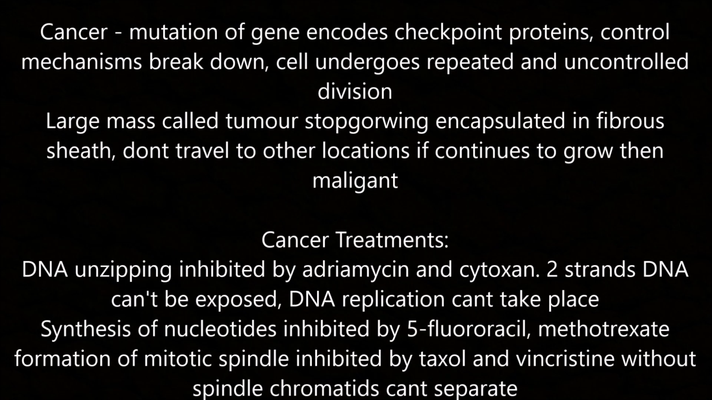Cancer is a mutation of the genes encoding checkpoint proteins. The controlling mechanisms break down, and the cell undergoes repeated and uncontrolled division. A large mass called a tumour forms. If it stops growing, is encapsulated in a fibrous sheath, and doesn't travel to other locations, it is benign. But if it does continue to grow, then it's malignant.